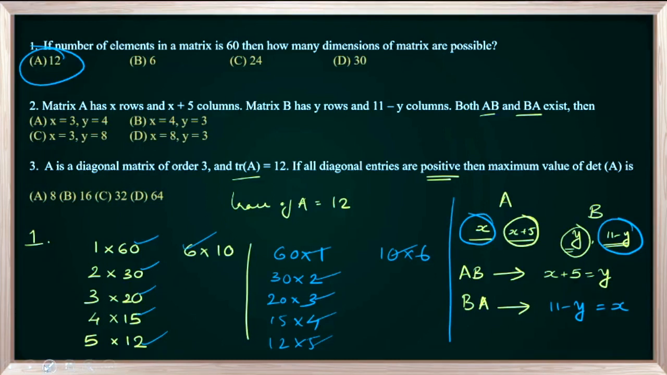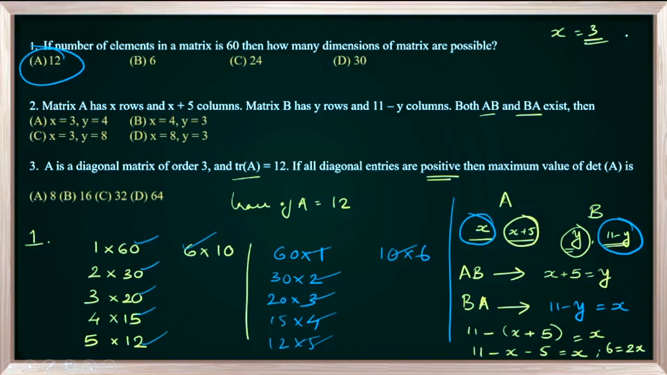I can replace y by x plus 5. So 11 minus (x plus 5) equal to x, right? So 11 minus x minus 5 equal to x. So I will get 6 equal to 2x, or x equal to 3.